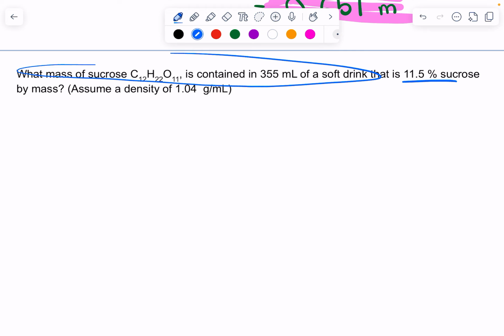The 11.5% is probably going to be a conversion factor that we're going to use to get to that question. So that's a good way of thinking of it. When we did molarities, we thought of molarity as a conversion factor a lot of the times. We could use molarity to convert between a volume and moles, or moles and a volume. Or for that matter, we could go from moles to grams as well. So any concentration can be thought of as a conversion factor.